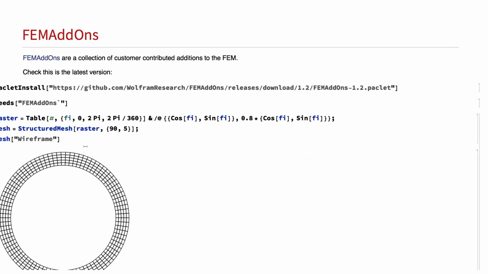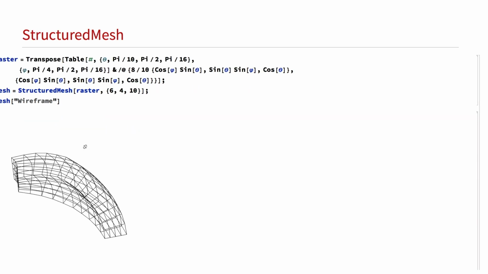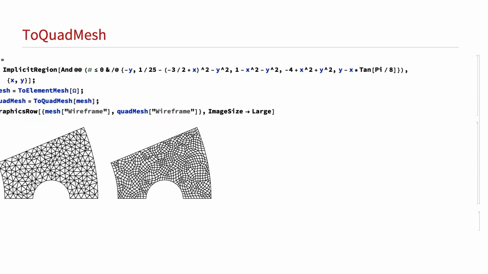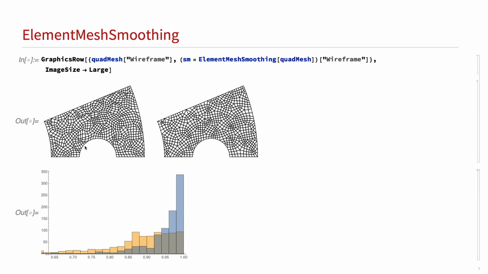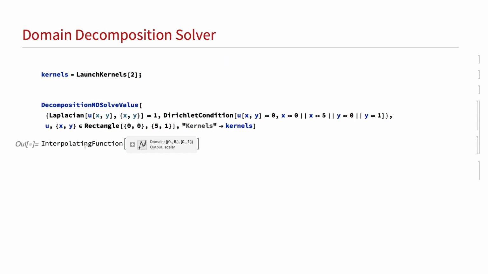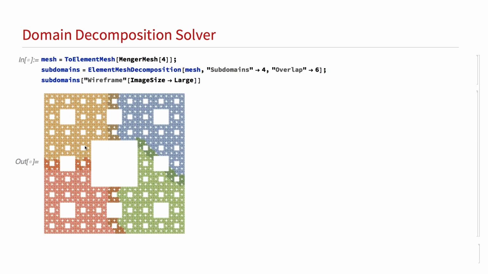I'd like to point you to finite element add-ons. That's basically additions to the finite element method. It has a structured mesh in 2D and 3D. It has a smoother for meshes. You can convert triangles to quad elements, smoothing, and it has a domain decomposition solver. So if you have a cluster, you can start several kernels on a distributed system, and you call that function, and it will distribute the PDE onto the kernels, compute it there, and bring the result back. And I think that's a picture of a domain decomposition.